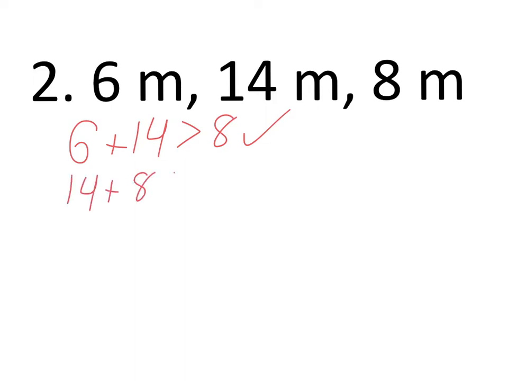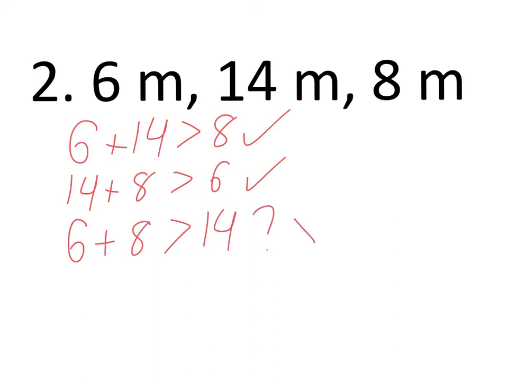In number 2, we have 6, 14, and 8. We set up our inequalities. Well, 6 plus 14 greater than 8, that's true. 14 plus 8 greater than 6, that's also true. But 6 plus 8 greater than 14, that's not true. And that's not true because 6 plus 8 is 14. 14 is not greater than 14. Therefore, we have no triangle for this.